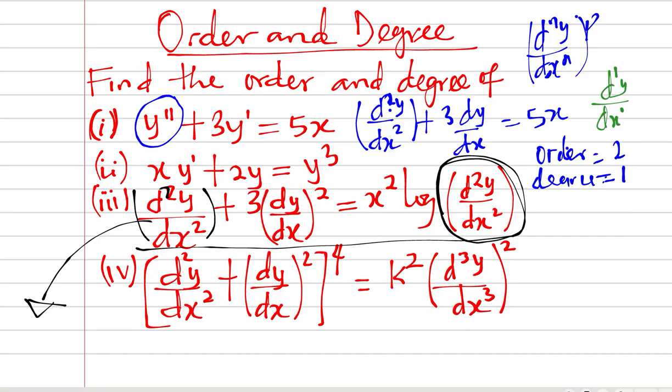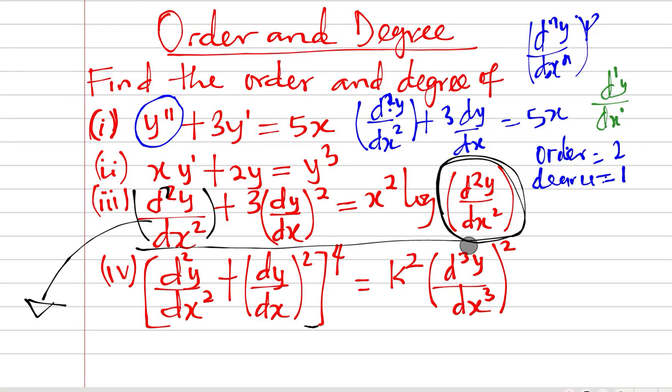So here, if you look at this, you have d square y over dx squared plus dy dx all squared, all raised to power 4, equals to K squared d cube y over dx cube all raised to power 2. Now if you look at all this, what is the highest order here?